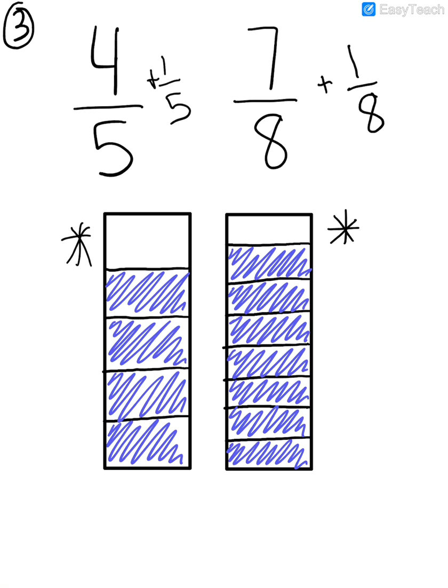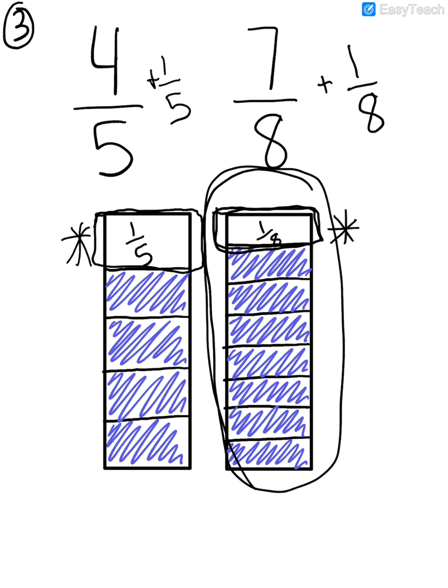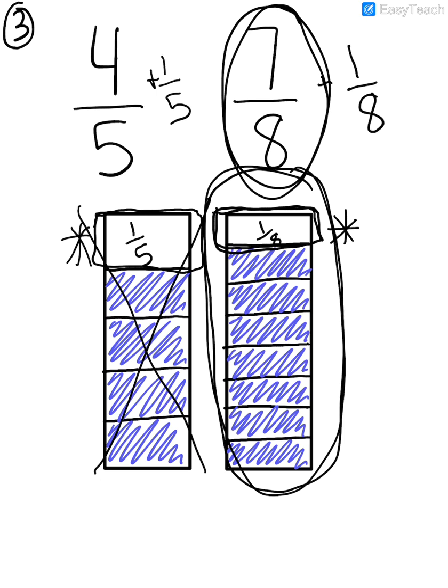Sometimes we have to look at the size of the piece that we are missing. So if I am missing 1/5 from getting a full cup of juice in this fraction, and I'm missing 1/8 from getting a full cup of juice in this fraction, which one is missing the smaller piece? Well, we know that since we cut eighths into more pieces than fifths, eighths are a smaller piece, so it's closer to being a full cup of juice. Fifths is missing a larger piece, so it's farther away from being a full cup of juice. So now I know that 7/8 is a larger fraction than 4/5.